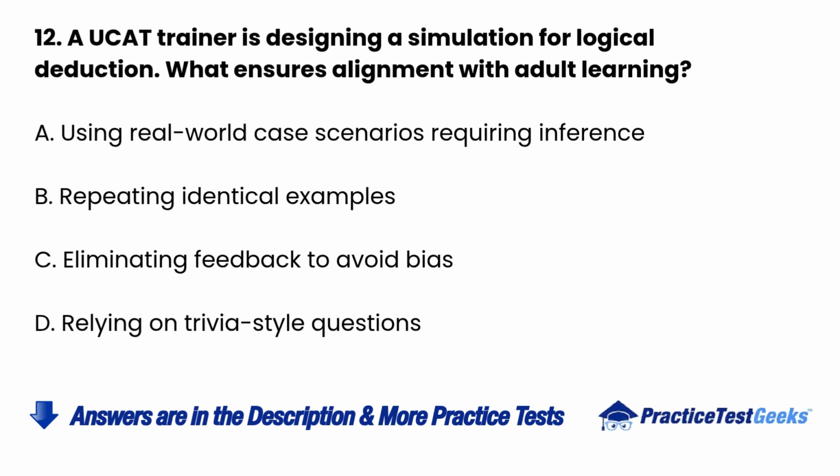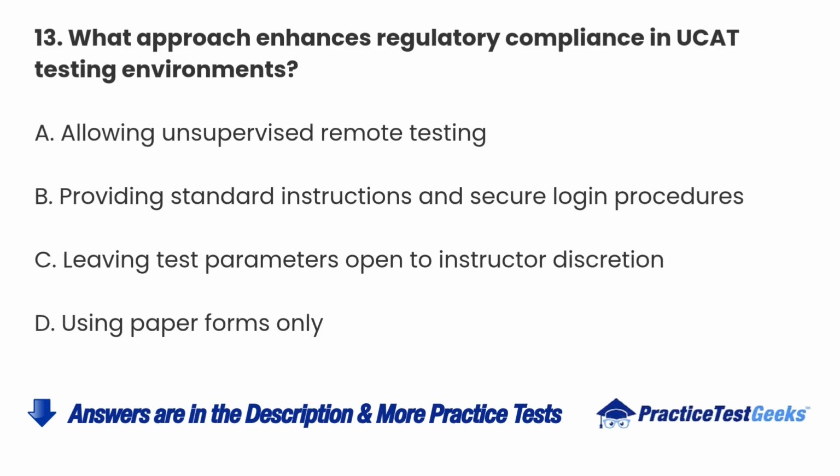12. A UCAT trainer is designing a simulation for logical deduction. What ensures alignment with adult learning? A. Using real-world case scenarios requiring inference. B. Repeating identical examples. C. Eliminating feedback to avoid bias. D. Relying on trivia-style questions.